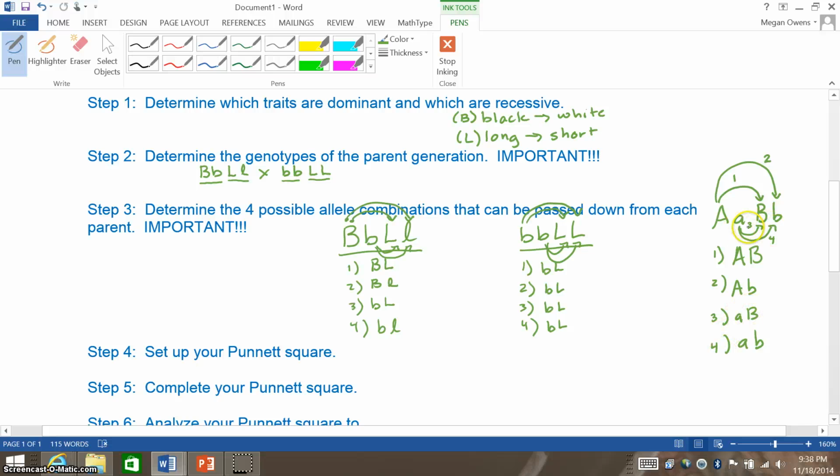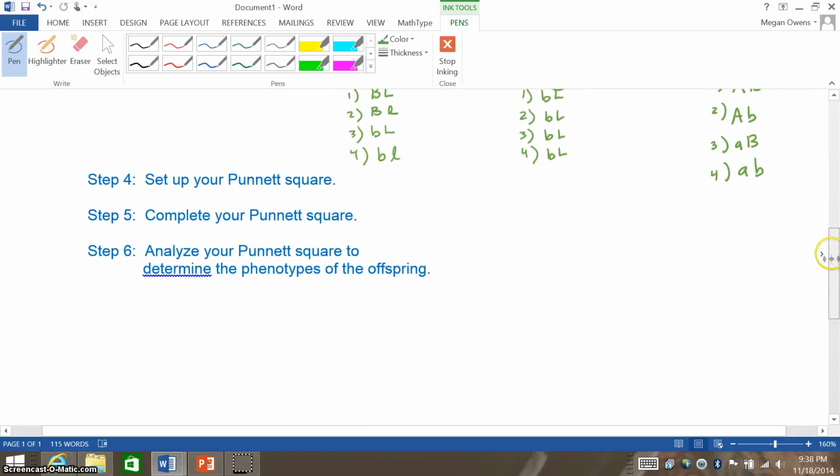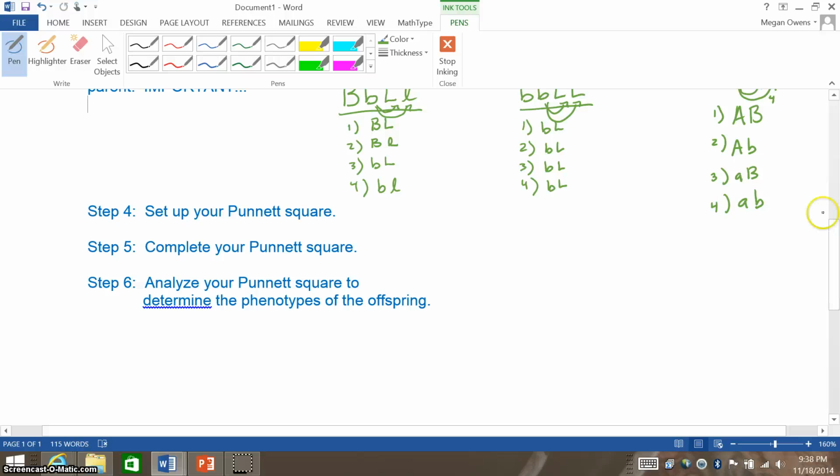Once you've figured those out and you make sure they're correct, you are ready to move on to step 4. Notice you never get 2 of the same letter type. I never have 2 B's together, I never have 2 L's together. There's always 1 letter for each allele represented in each of these 4 possible allele combinations. The next step is setting up my Punnett square. It's got to be a big one because it's got to have 4 rows and 4 columns.